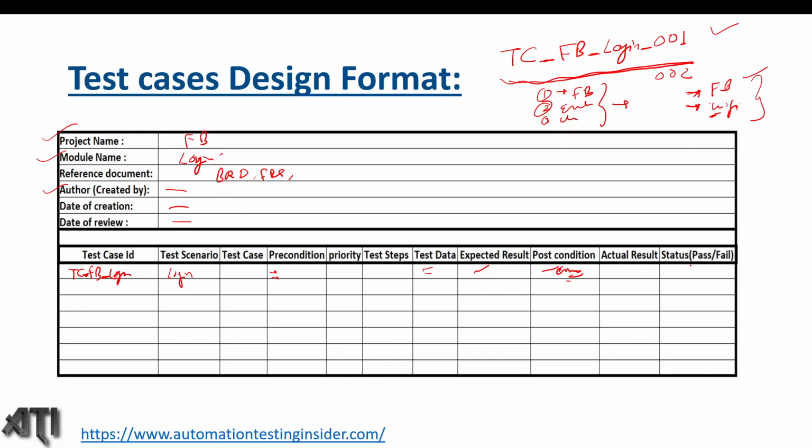And status, fail or pass. If these two, expected and actual, match, then it is pass. If they are not matching, then it will be failed, right? So this is the format of test case design, guys. Let's move on to the next, where we'll just recap what we have discussed so far.